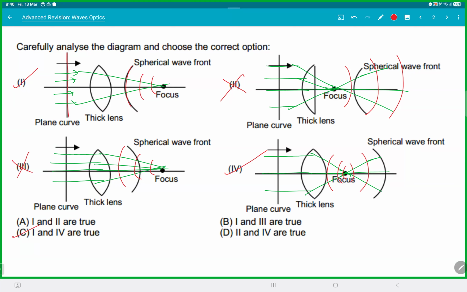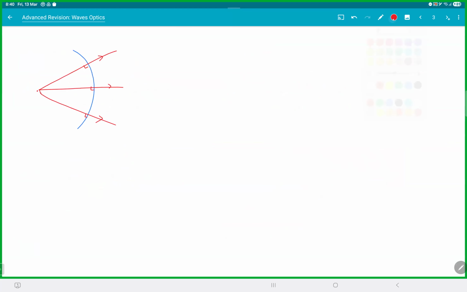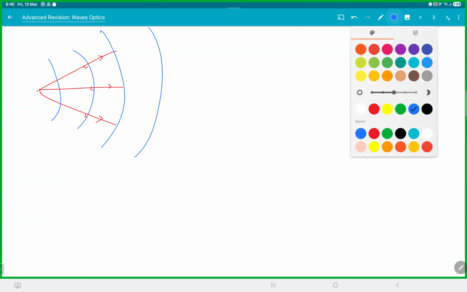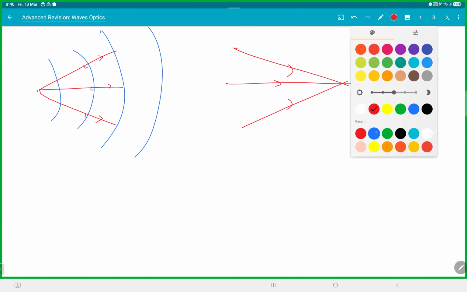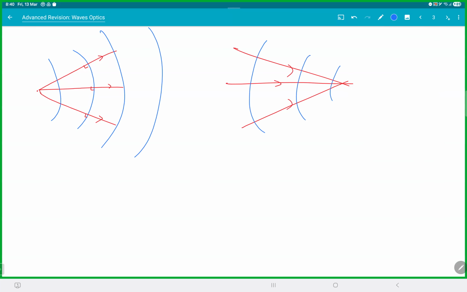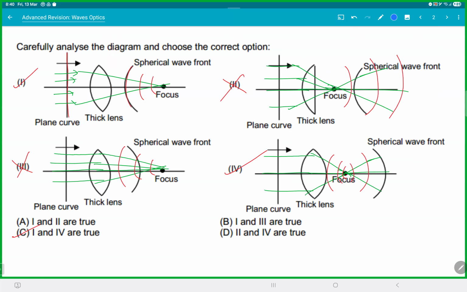Clear with the wavefronts, how to draw? The main idea here is, whenever you have a wavefront, think of it like this. If the light rays are coming from here, the wavefronts will be like this. They're emerging and becoming bigger and bigger. If light rays are converging at a point, the wavefronts will be reversed. They'll become smaller and smaller, so you have to enclose them. Hope all clear with this. It doesn't matter, thick lens or thin lens, end of the day, they'll still converge.